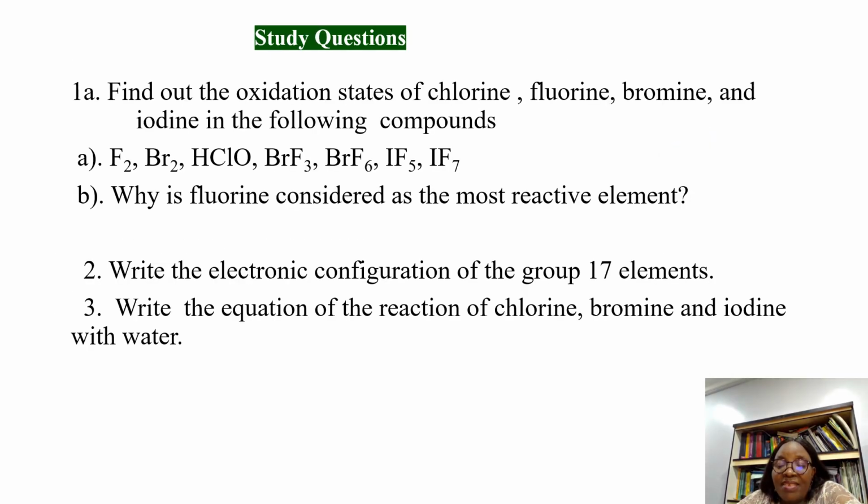We have come to the end of this lesson. I will have some study questions for us to undertake. Please try and attempt these study questions. Find out the oxidation states of chlorine, fluorine, bromine, and iodine in the following compounds: F2, BrO2, HClO, BrF3, BrF5, IF5, and IF7. Why is fluorine considered as the most reactive element? Write the electronic configuration of group 17 elements. Write the equation of the reaction of chlorine, bromine, and iodine with water.